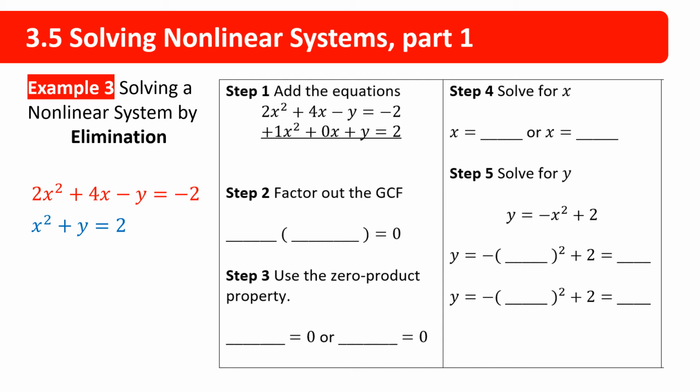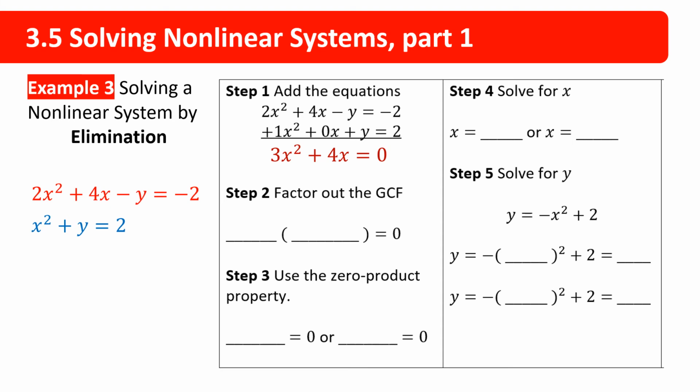And when we add those things together, 2x squared and 1x squared should give us 3x squared. 4x and 0x should give us 4x. The y's drop out. That's the whole point of doing elimination. And negative 2 and positive 2 equals 0. Just because that right side drops out does not mean we therefore lose the equation. It just means that the left side equals 0.